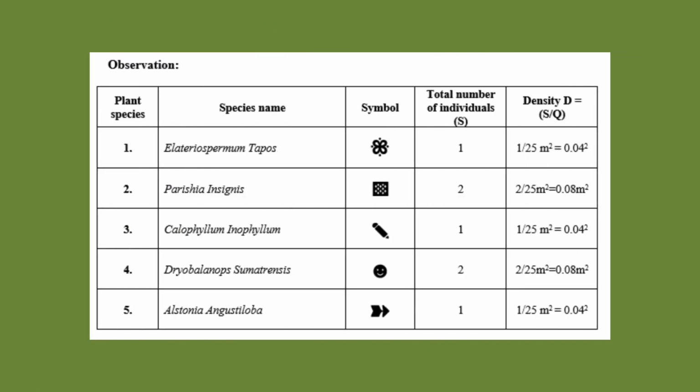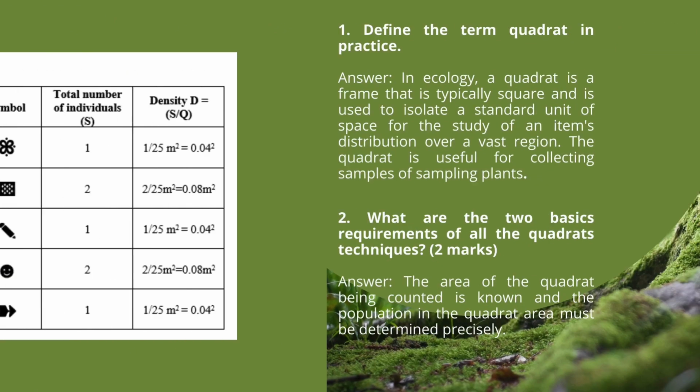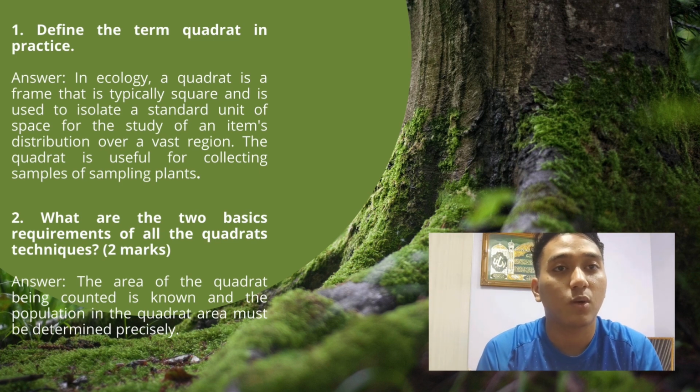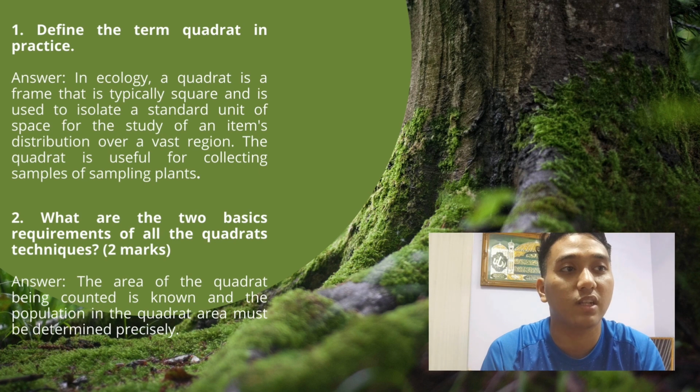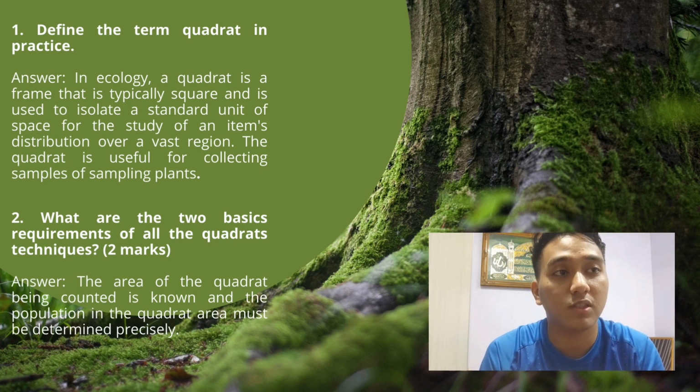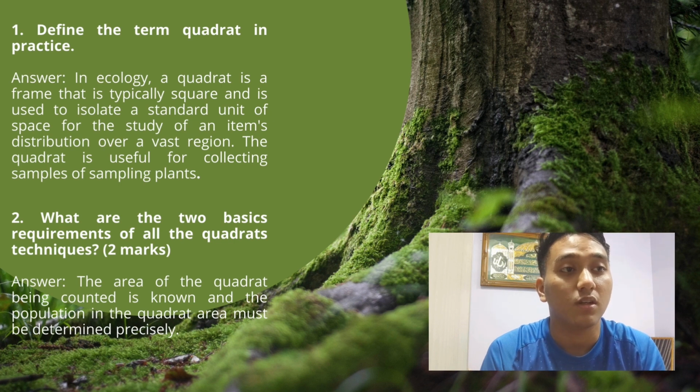For question 1, a quadrant is a frame that is typically square and is used to isolate a standard unit of space for the study of an item's distribution over a vast region. The quadrant is useful for collecting samples of plants. For question 2, the answer is that the area of the quadrant being counted is known and the population in the quadrant area must be determined precisely.